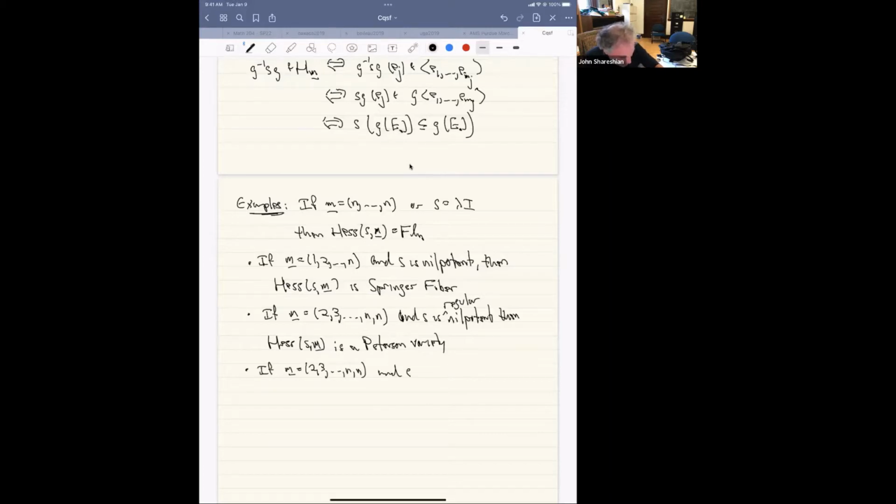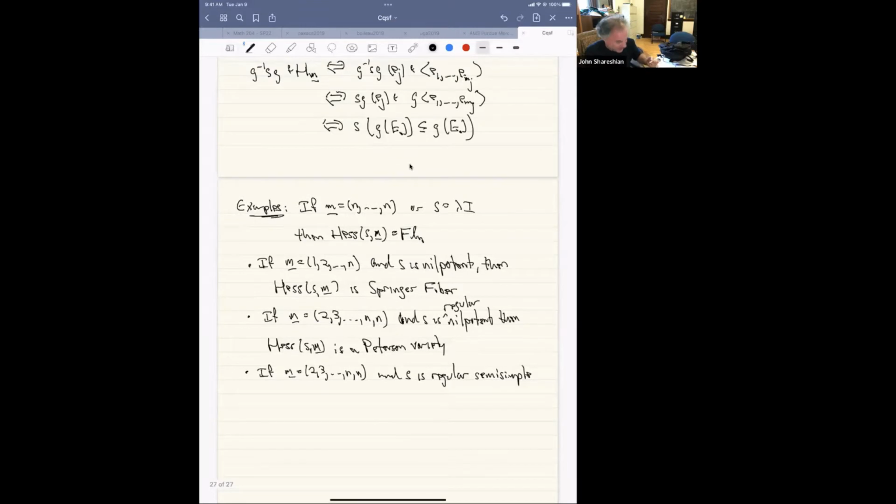And now S is generic, which I'll say is regular semi-simple. Regular semi-simple means I'm diagonalizable with n distinct eigenvalues. All right, this is a generic element. I close my eyes, I pick an n by n matrix, it's diagonalizable with n distinct eigenvalues. So this is the typical case. I've got this m here. Then this is a toric variety.